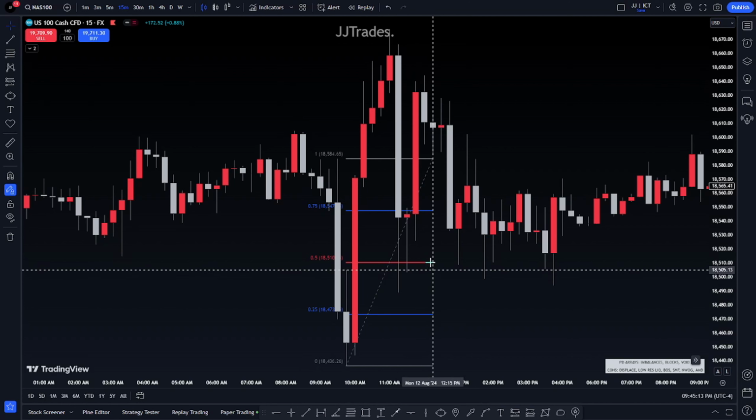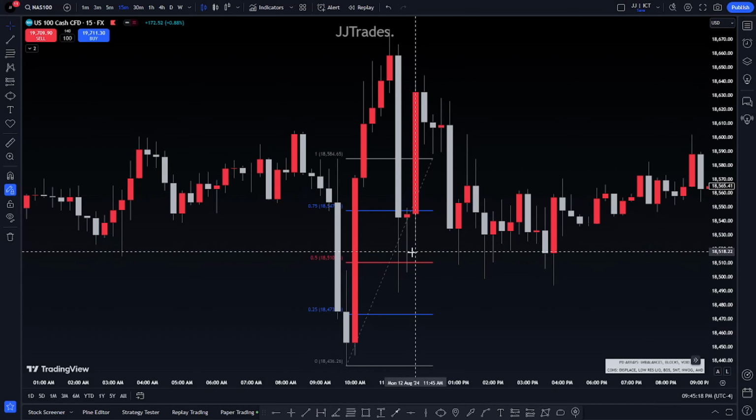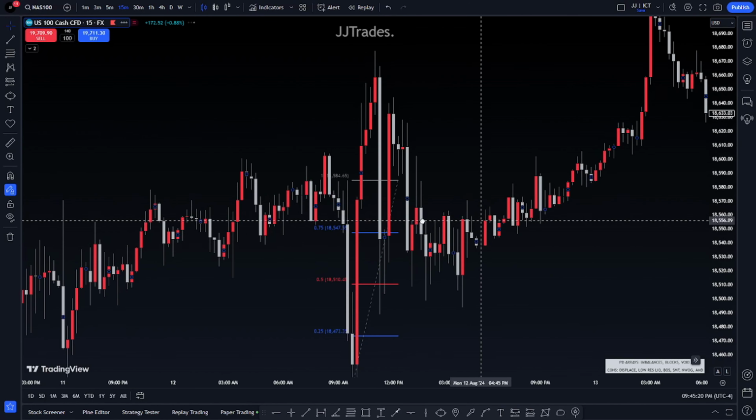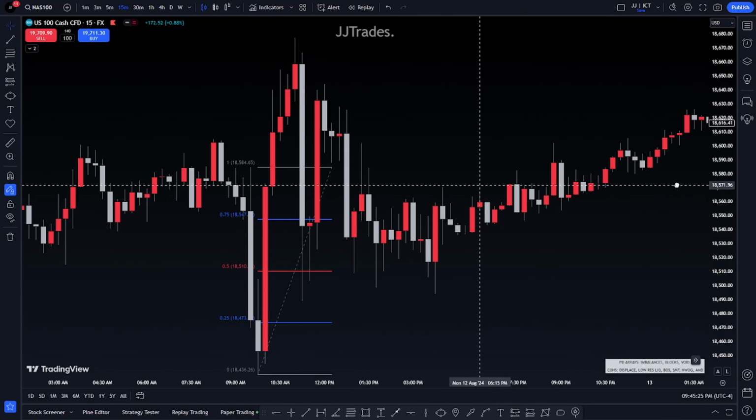Showing willingness to go what? Higher, or the opposite way. And did it do that? Yes, it did. And it even went higher than that. Easy. Very, very easy, right?